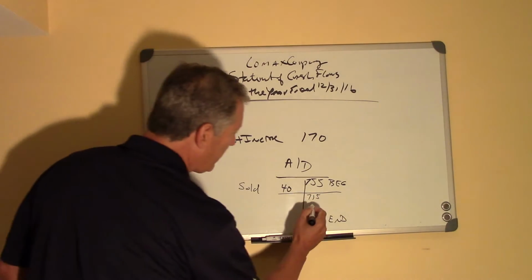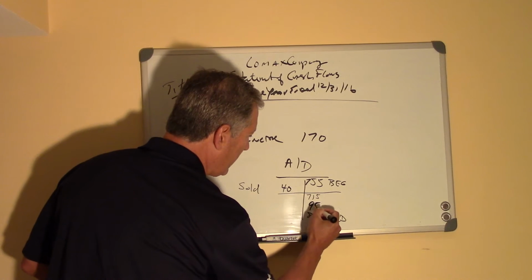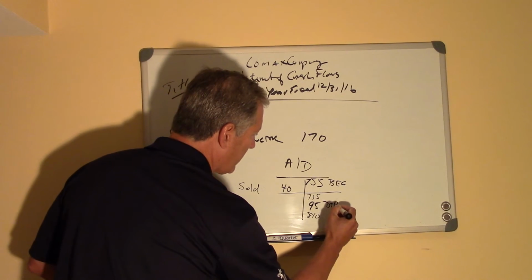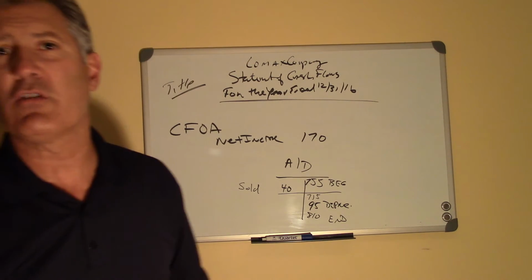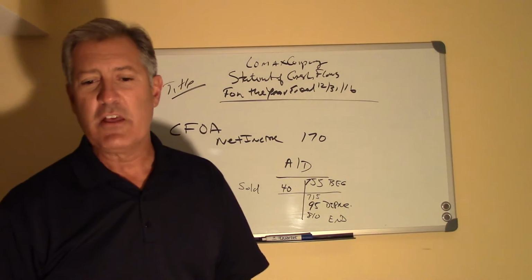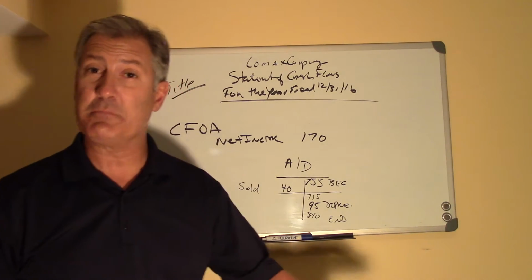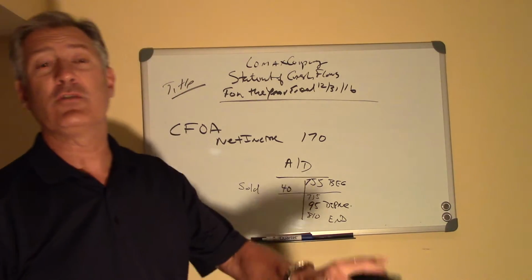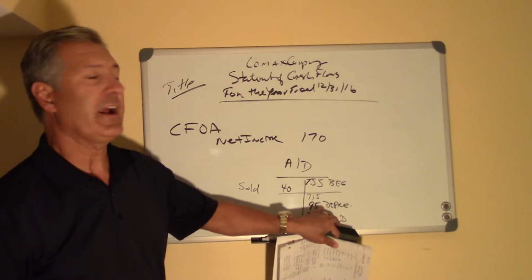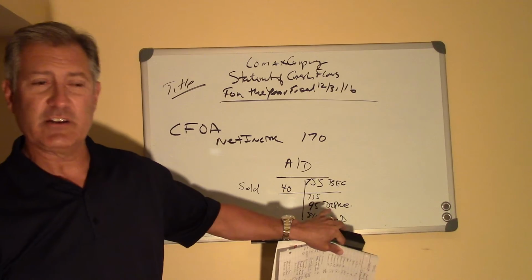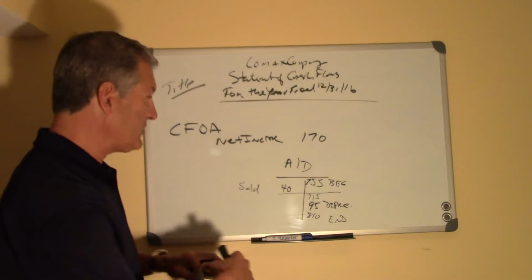Now you can come to the conclusion that there was $95,000 of depreciation expense. Because remember, in order to record depreciation expense, the company recorded a journal entry that was a debit to depreciation expense and a credit to accumulated depreciation. By knowing there was a $95,000 credit in accumulated depreciation, you know there was a debit to depreciation expense.